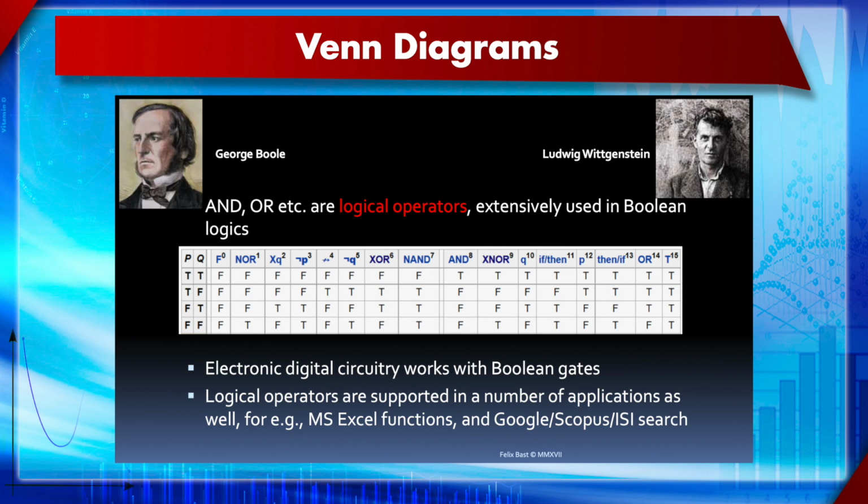Let us see what AND and OR are. These are called logical operators, and they are extensively used in logic, especially Boolean logic. George Boole was an English mathematician, and Ludwig Wittgenstein was a German philosopher. Both were really into mathematical logic.